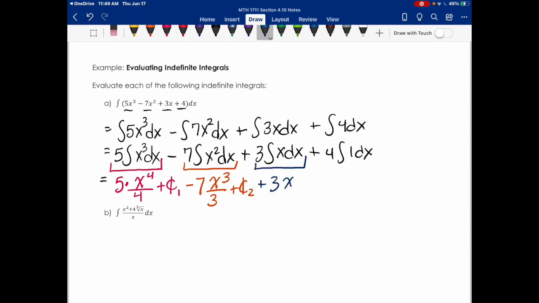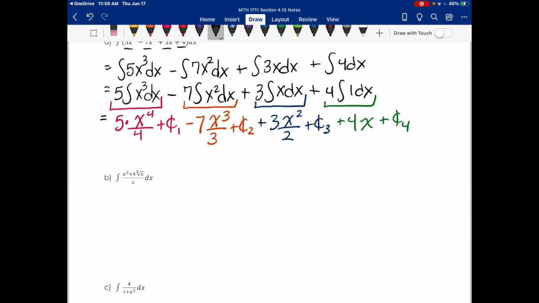For this next integration, I'm going to take 3 times the integral of x dx. So I add 1 to the exponent, and I divide by that exponent. And then I have plus c3. This next one, I have 4 times the integral of 1 dx. So that would be just x to the first, and then divided by 1.